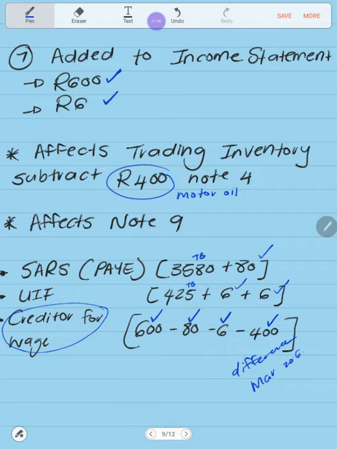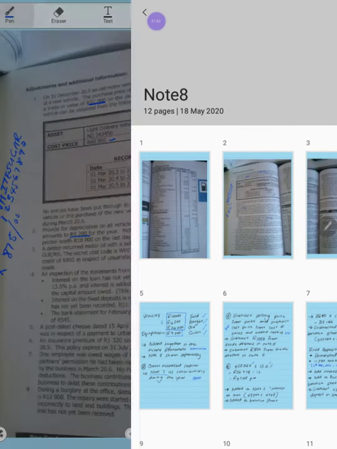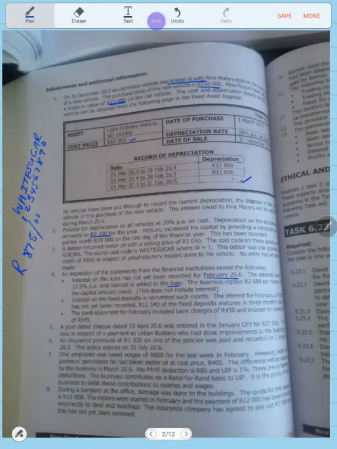Okay, next one. During the burglary at the office, damage was done to the building. The quote for the repairs is 12,000. The repairs were started in February and the payment of 12,000 has been debited incorrectly to Land and Buildings. The insurance company has agreed to pay out 7,000 Rand.